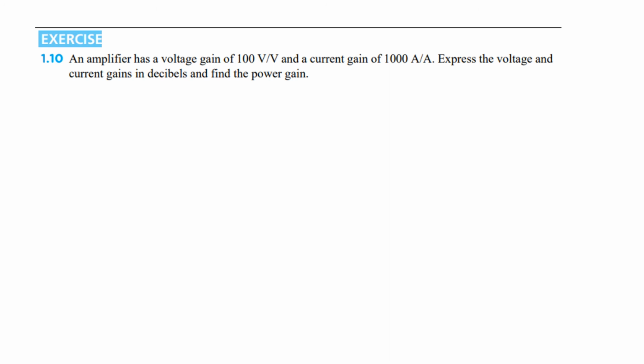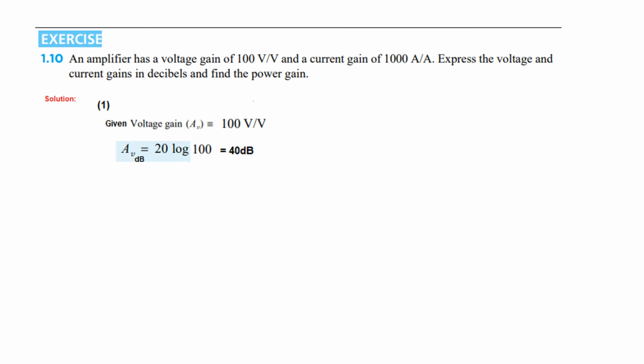Okay, now finally we do the two exercise questions. Again, these are very easy questions. First one, an amplifier has a voltage gain of 100 and a current gain of 1000. Express the voltage and current gains in decibel and find the power gain. So it's simple.